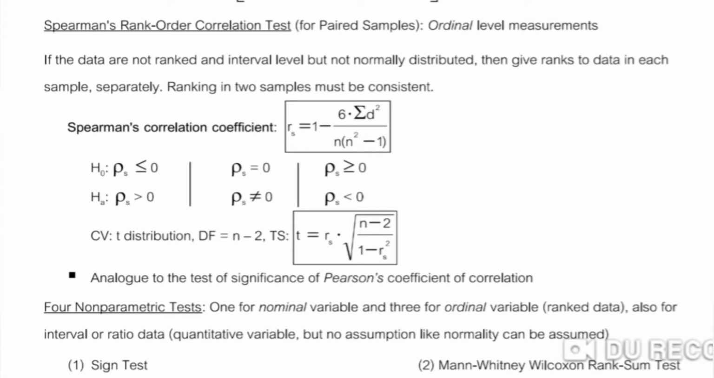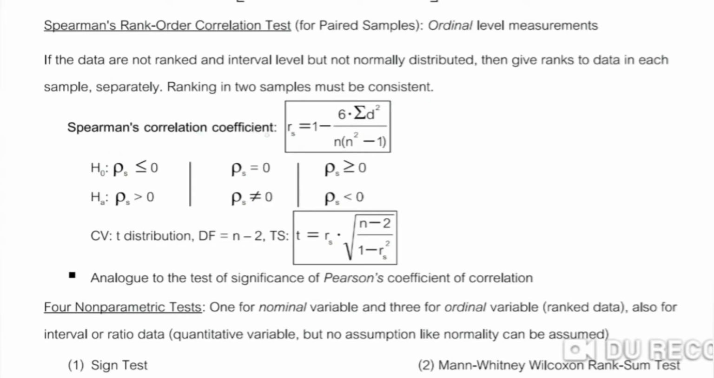So what is this? Consistent means usually if you rank one sample from smallest to largest, 1 to n, then you should rank another sample also from smallest value to largest value, like this. And you must know how to interpret correctly.